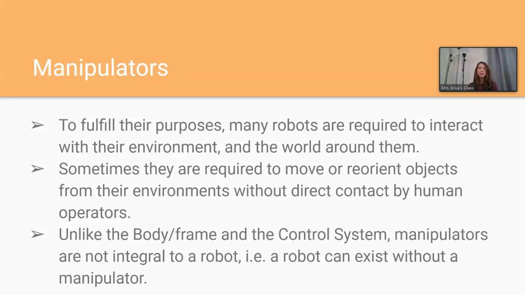And so it says, to fulfill their purposes, many robots are required to interact with their environment and the world around them. Sometimes they're required to move or reorient objects from their environments without direct contact by a human operator. So unlike the body or frame and the control system, manipulators are not something that's integral, meaning that a robot can exist without a manipulator.